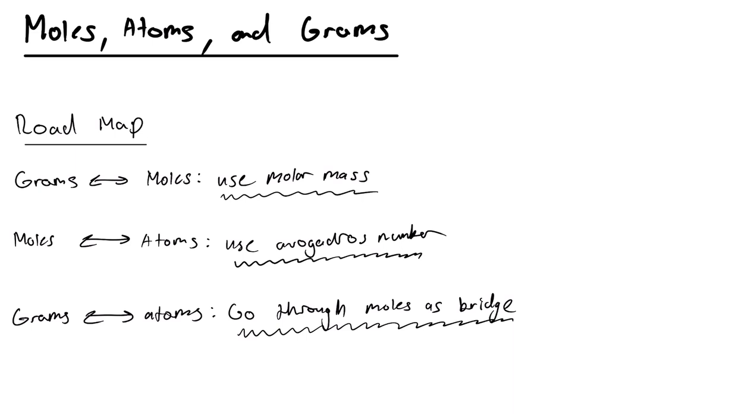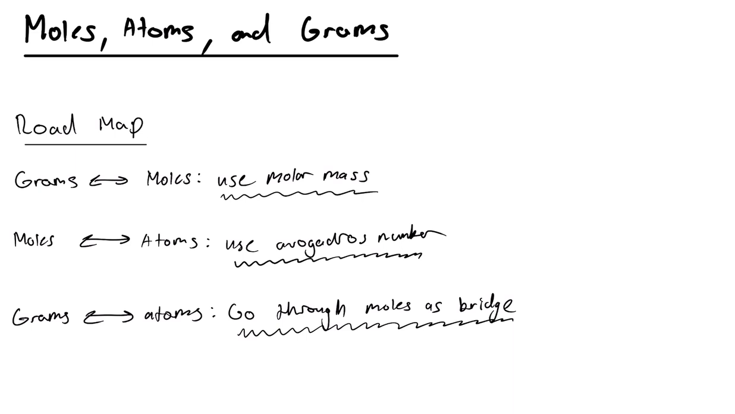So our conversion factors are going to be molar mass and Avogadro's number. Molar mass we get from the periodic table in grams per mole, and then Avogadro's number is 6.022 times 10 to the 23, and so 1 mole equals that number.